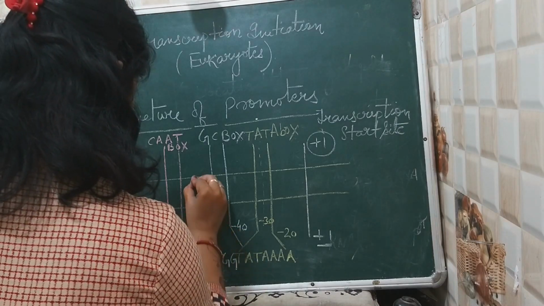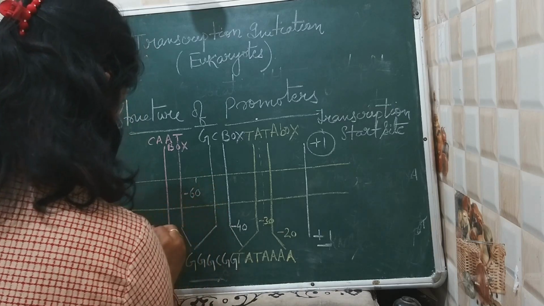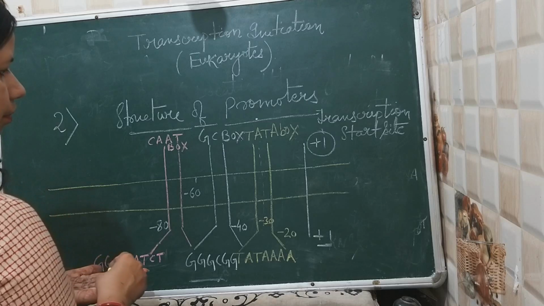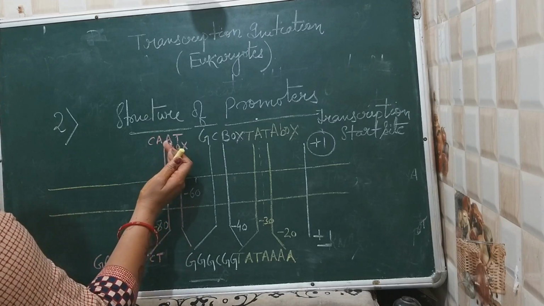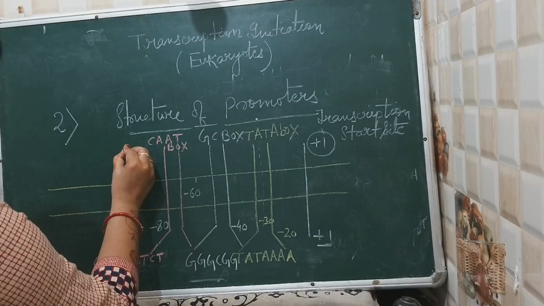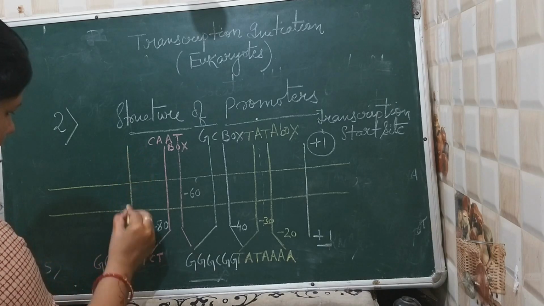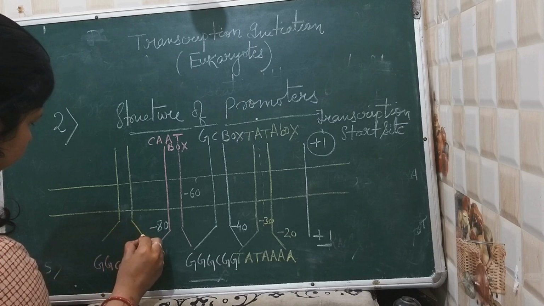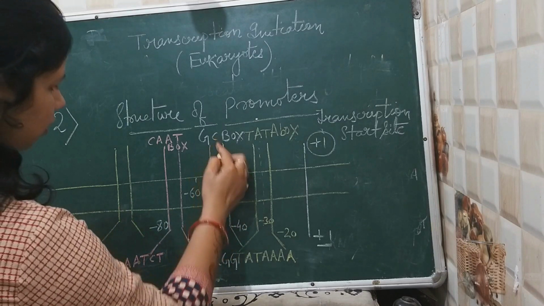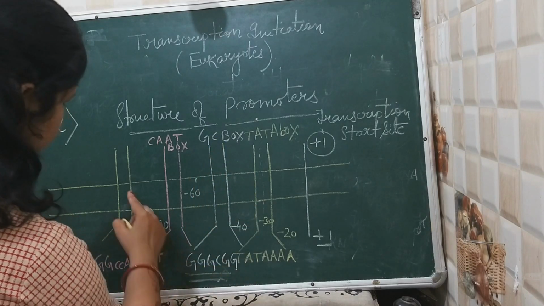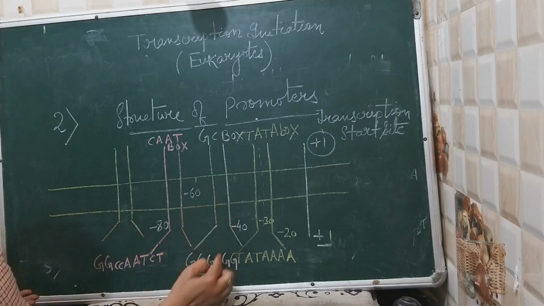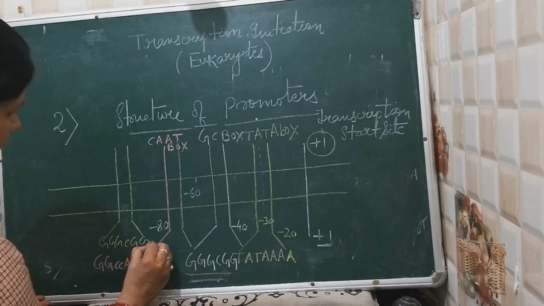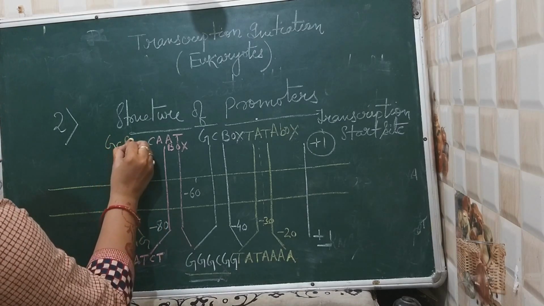This is here, -60 and -80 is there. Next, upstream to this CAT box, again the GC box is there, another conserved element. The sequence of the GC box here also will be the same: triple G, C, double G, GC box.